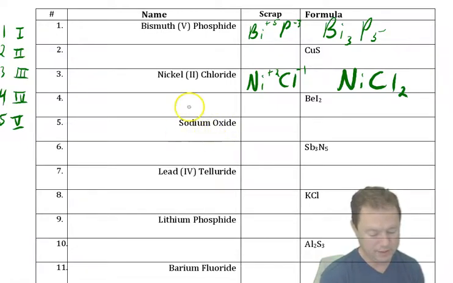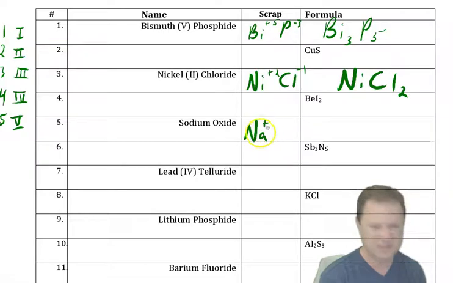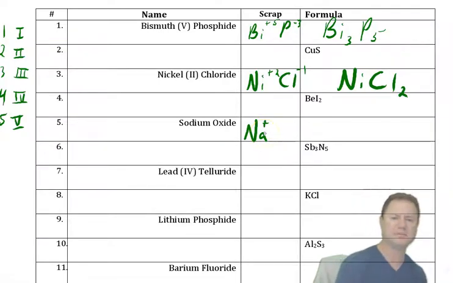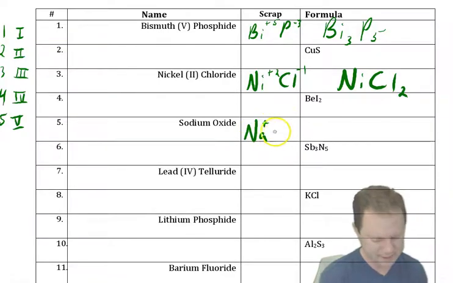No Roman numerals in this one. Sodium, Na, and it's +1. Sometimes you see plus without a 1, which just means +1. Oxide. Well, oxygen is -2.